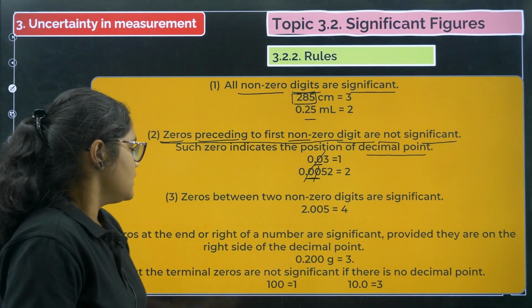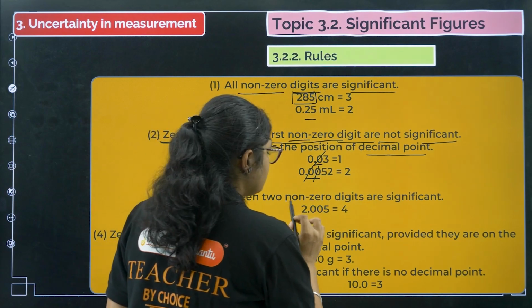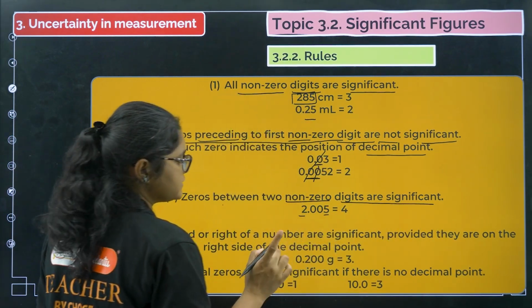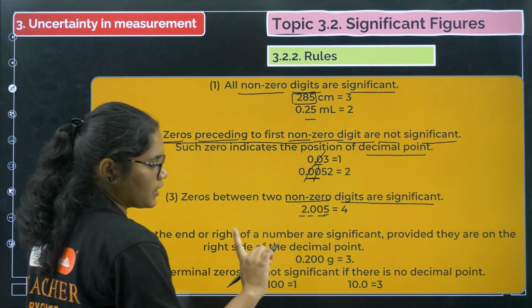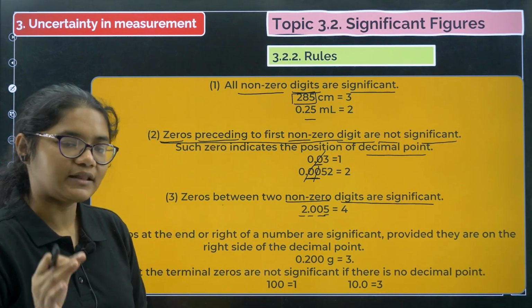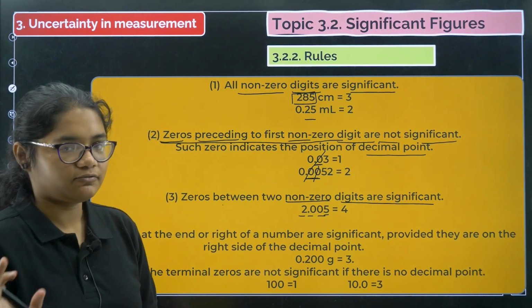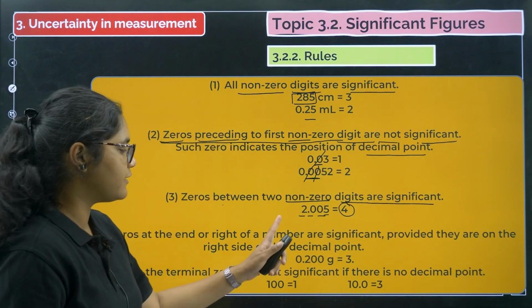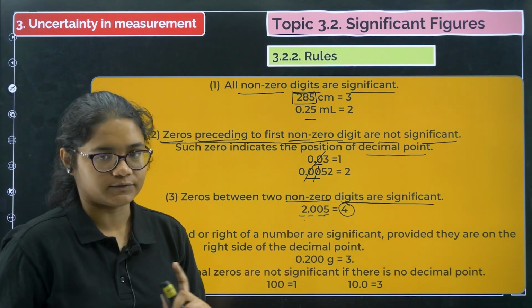Next, zeros between 2 non-zero digits are significant. If any 0 comes in between these 2 non-zero digits, you need to include it, and it will be counted as a significant figure. So here I can say the significant figures are 4, because I have to count these 2 zeros as well.